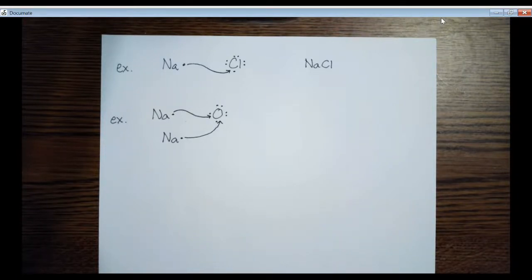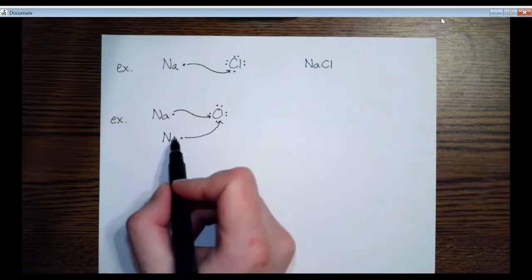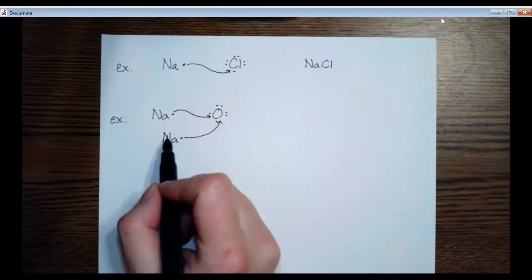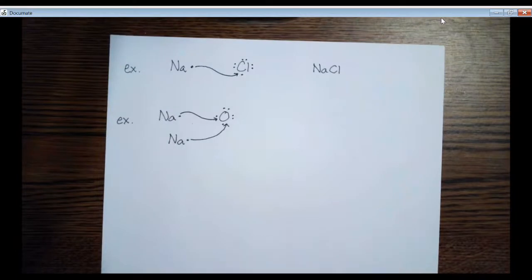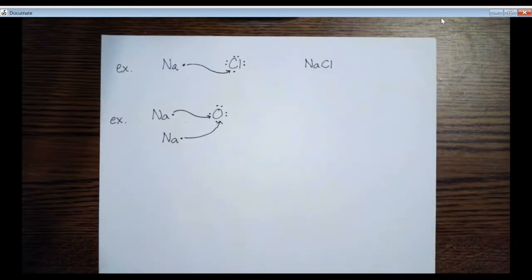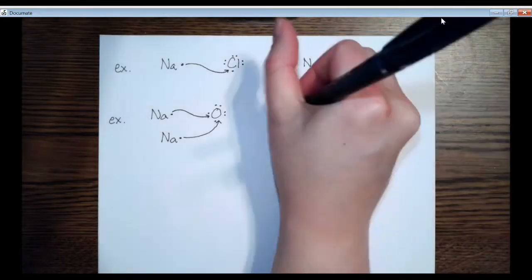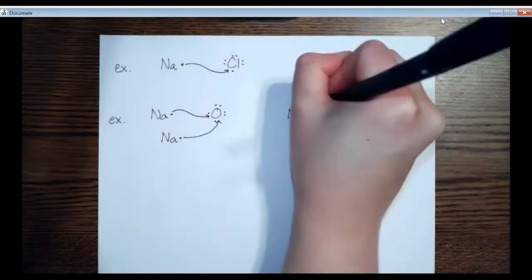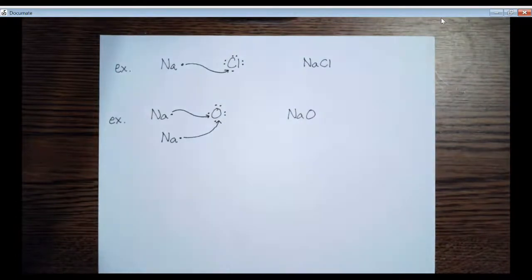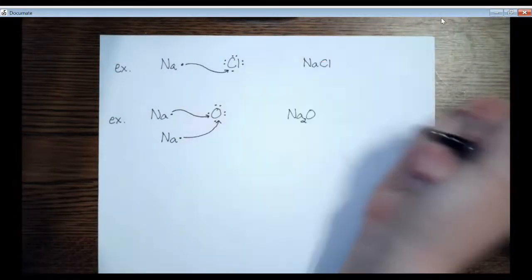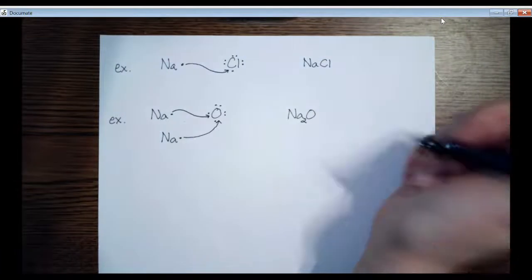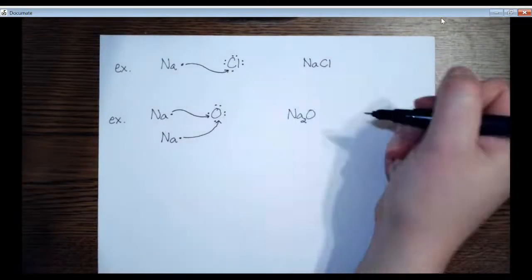And sometimes when you do Lewis dot diagrams of ionic compounds, you need to keep going back and forth, adding more of the metal or nonmetal, but I promise it will work out eventually. So now, when I go to write the formula unit, again, I write the metal first, and then the nonmetal second. And this time I have 2 sodium, so I need to add a subscript, that little number 2, down below. Oxygen, I just have 1 of them, so I don't need to add a subscript.